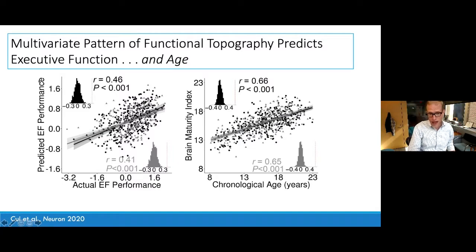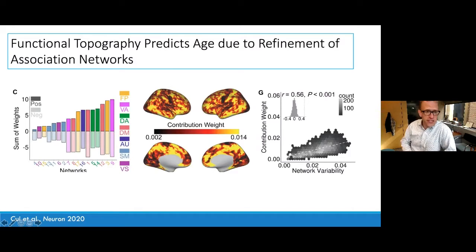And so after a lot more data analysis, basically what we found was that even though the overall size of the networks wasn't expanding or contracting, what's occurring is that the network borders are being refined and sharpened. And that this sharpening and refinement of network borders is what allows you to see how old a kid is just by their functional network topography.